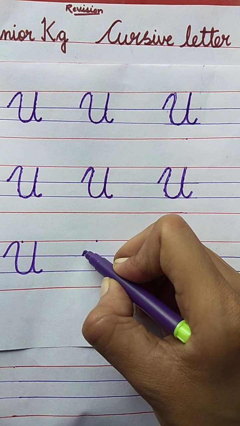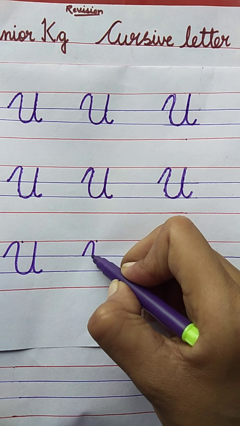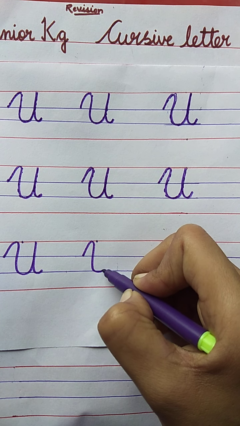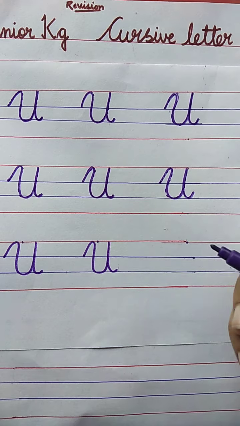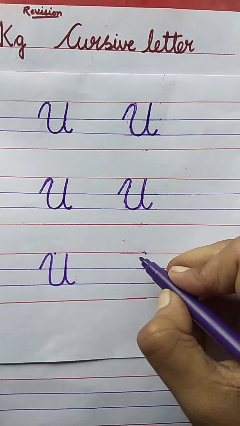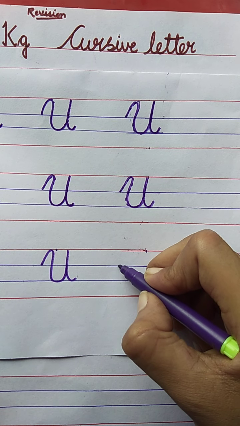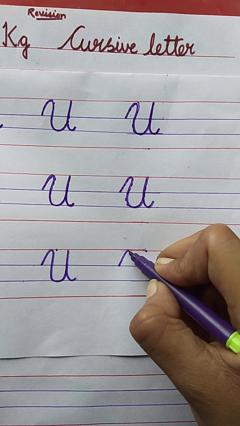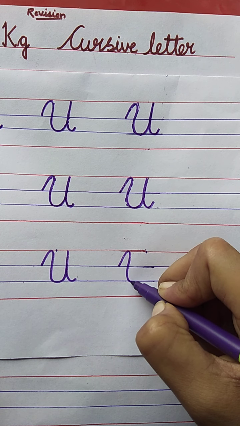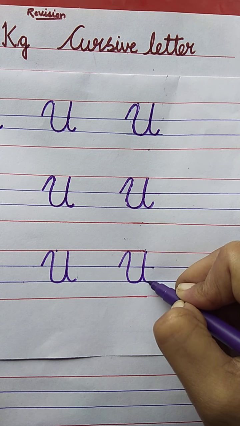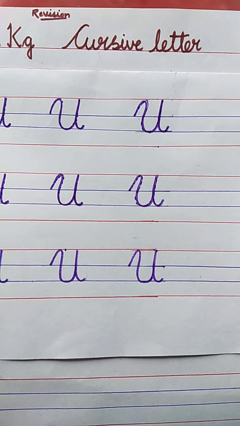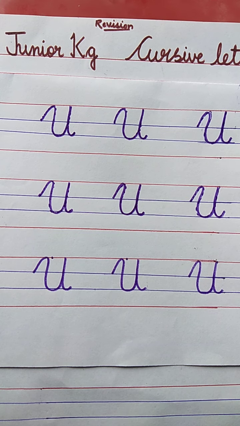Very good. Draw a curve, again a curve, small semicircle, then a standing line, then a curve. Very good. U for umbrella. Again last one more time. Curve, again curve, small semicircle, standing line, then a curved line. U for umbrella.